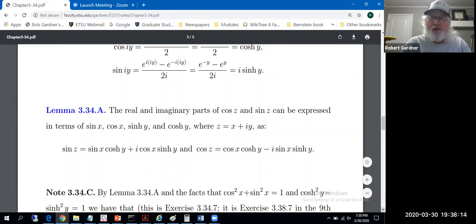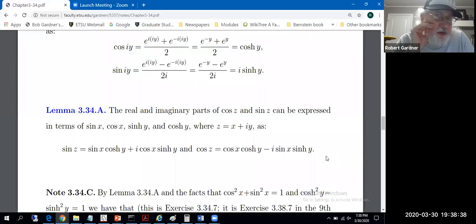The real and imaginary parts, stated as a lemma, of cosine z and sine z can be expressed in terms of sines and cosines, sinh and cosh as follows. If we wanted to explicitly see whether these were analytic functions using the Cauchy-Riemann equations, this would be useful. We know these are sums or differences of analytic functions because the exponential function is analytic. So we've already got those bases covered.